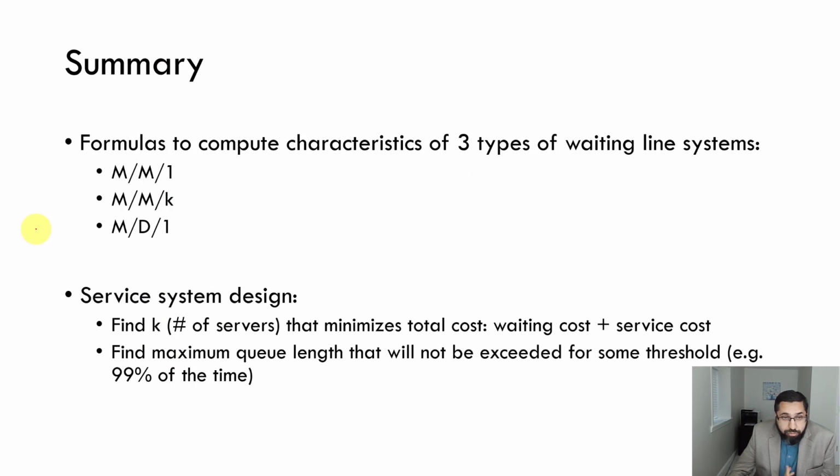So to summarize what we did today, we learned how to analyze an MM1 system, an MMK system, and an MD1 system. So 3 types of system we learned to analyze. We also learned about service system design. We found the optimal number of servers to use that minimizes total cost, which is waiting cost plus service cost. And we also found a way to compute the maximum queue length that will not be exceeded for some threshold, for example, 95% of the time or 98% of the time. And we can use these sorts of calculations to design our service operations. That is all.